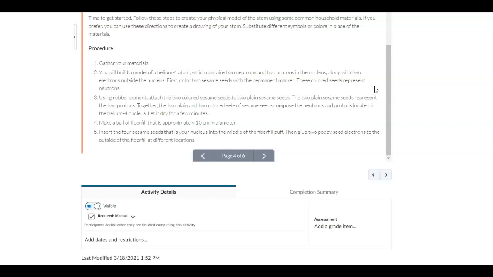And then it said make a ball of fiberfill that is approximately 10 centimeters in diameter. So it's not very big. 10 centimeters is really small. And you're going to put the 4 sesame seeds, that is your nucleus, into the middle of the fiberfill puff. And then you're going to glue the 2 poppy seed electrons to the outside of the fiberfill in different locations. So you've got the nucleus, you're tucking it into the middle of the fiberfill, and then you're putting the electrons, whatever you're using to represent your electrons, on the outside of it. So again, draw it, make it bigger, however you want to do that.